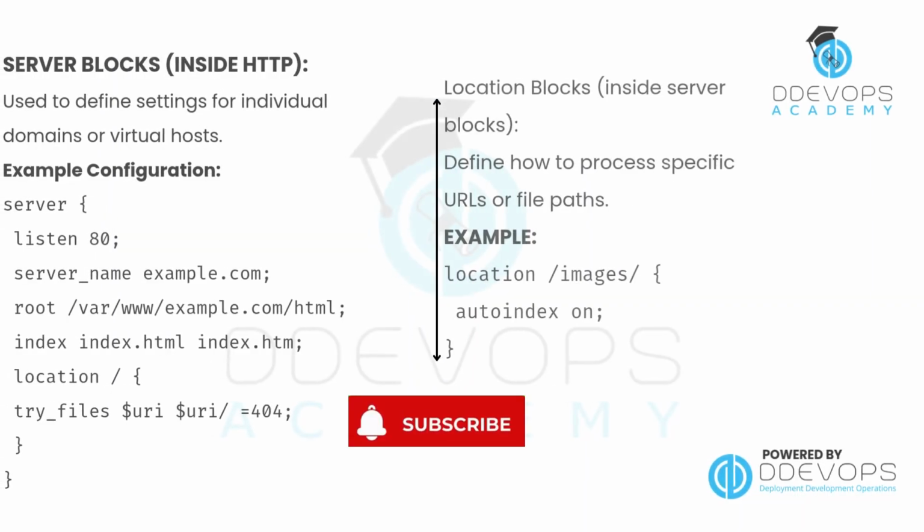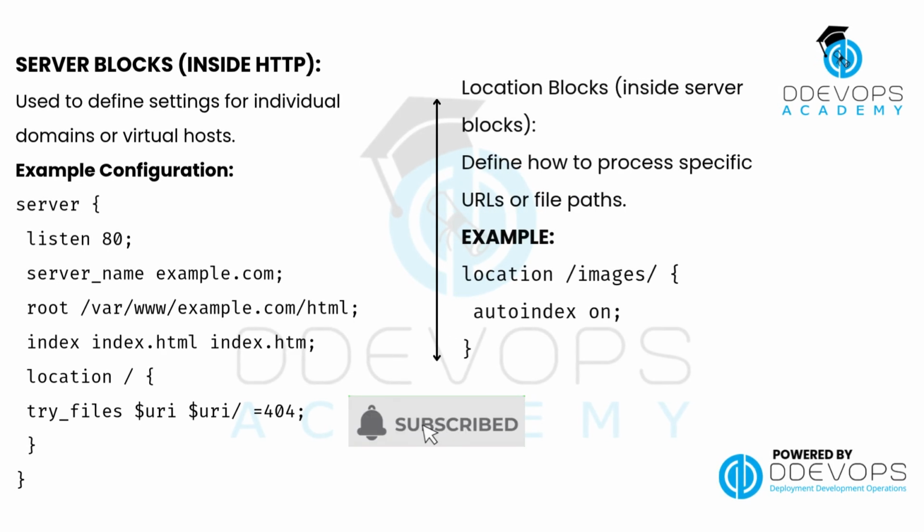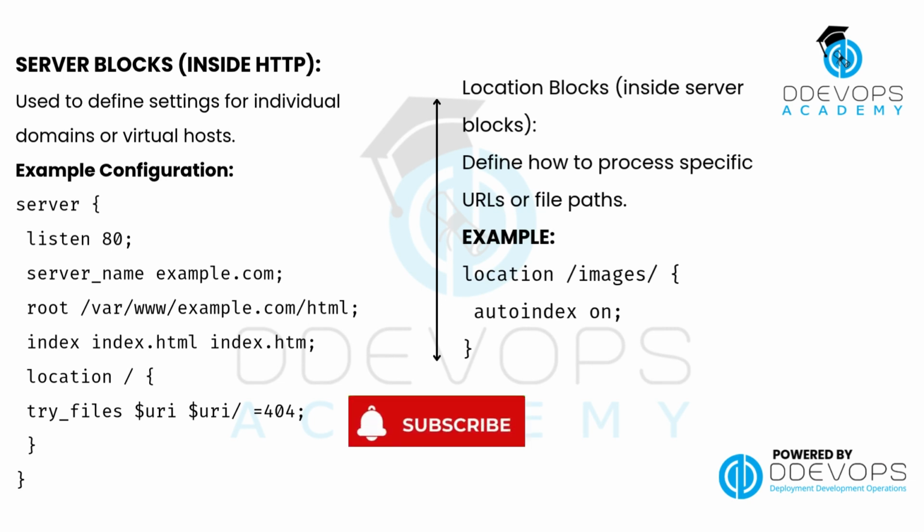Server blocks. Used to define settings for individual domains or virtual hosts. Check the example configuration for more understanding. Location blocks. Define how to process specific URLs or file paths. The example is available in front of you.